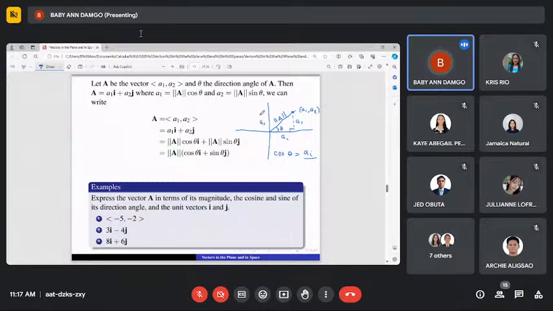So for the cosine theta, this is A sub 1, so we have 3 over the magnitude of A, which is 5. And then the sine theta, A sub 2, so we have negative 4, and the magnitude of A is 5, so we have negative 4 over 5. So A can be written as the magnitude of A, which is 5, times 3 over 5 i minus 4 over 5 j. So this is the answer.